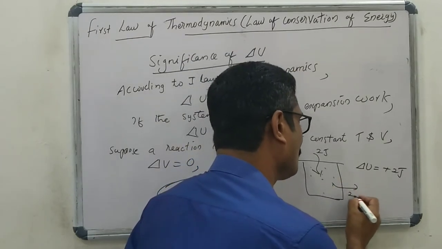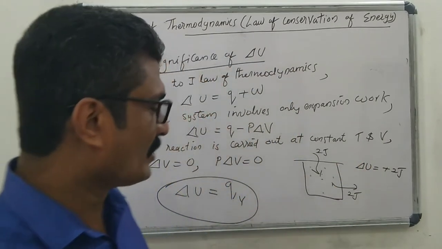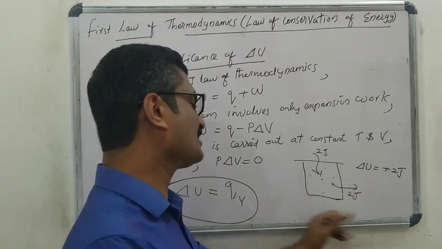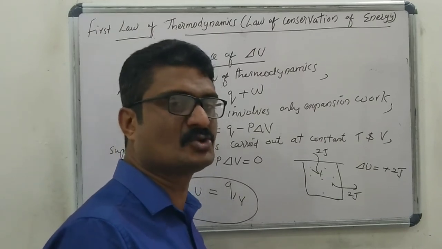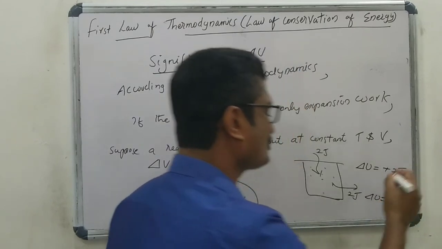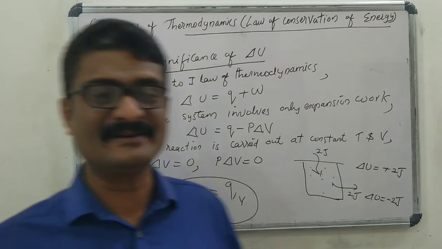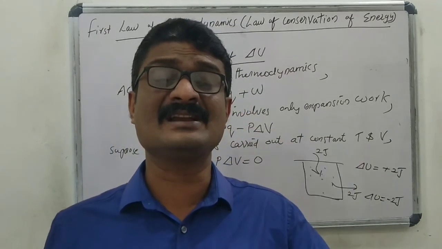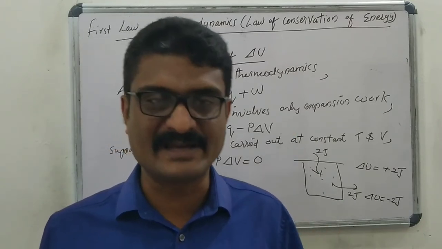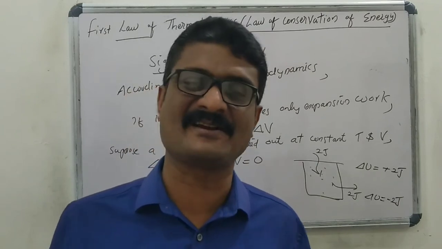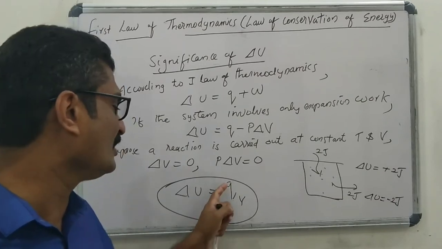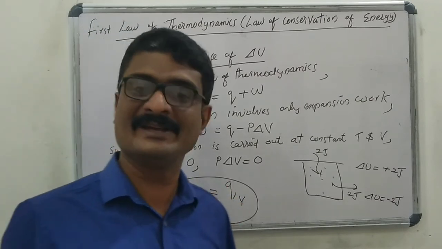Then suppose 2 joule of heat is released by the system, then the heat change at constant volume is minus 2 joule. That minus 2 joule equal to delta U. Delta U is equal to minus 2 joule. Okay, then very important point. Internal energy change is the heat change that takes place during a reaction at constant volume conditions, that is delta U equal to QV.